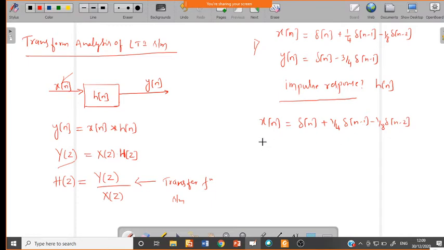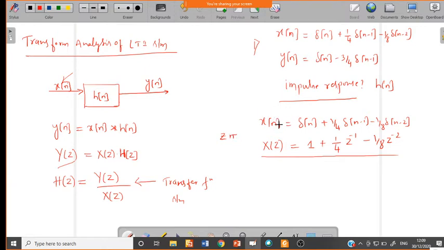So now taking the z transform for this, for delta of n the z transform value is 1, and since it is a shifted version, the delta of n is shifted, we will get 1 by 4 into z inverse, and here 1 by 8 into z power minus 2. Okay. So now this is the X of z, which we get if we take the z transformation.